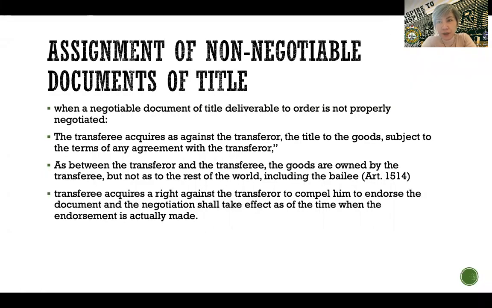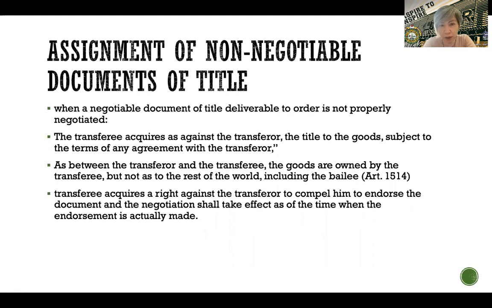Okay, so what happens if there is a defective negotiation of a document of title deliverable to order? What happens is there will be a resulting assignment as if it were a non-negotiable document. So the transferee here acquires, as against the transferor, the title to the goods, subject to the terms of any agreement with the transferor. And as between the transferor and transferee, the goods are owned by the transferee, but not as to the rest of the world, including even the bailee.